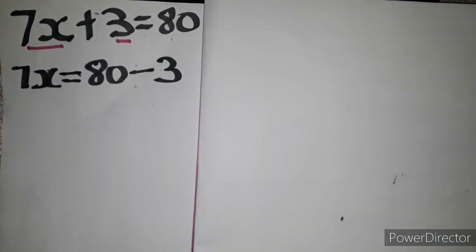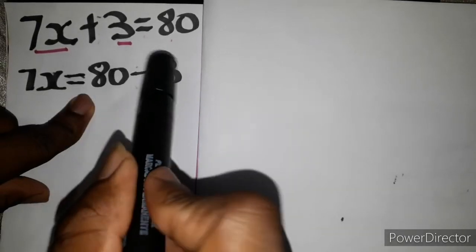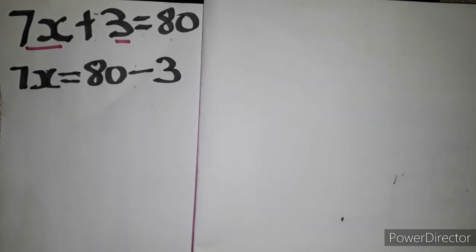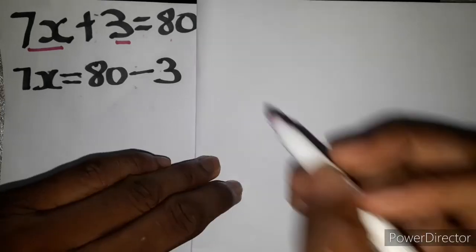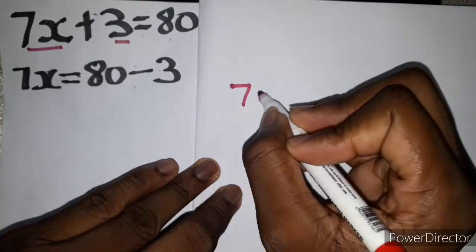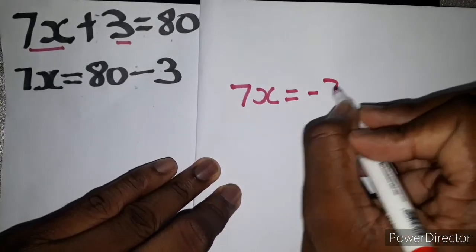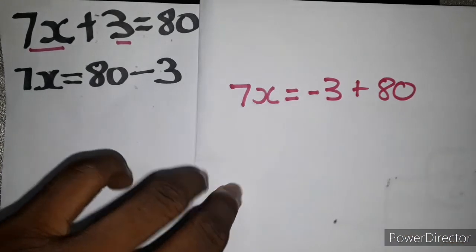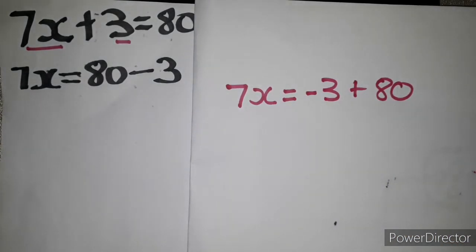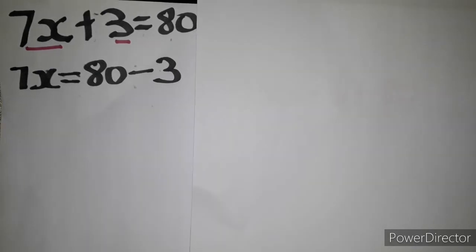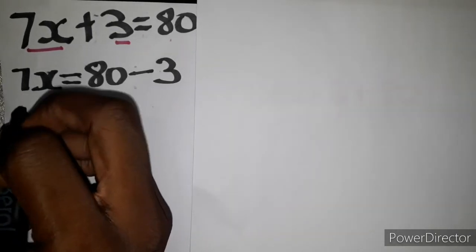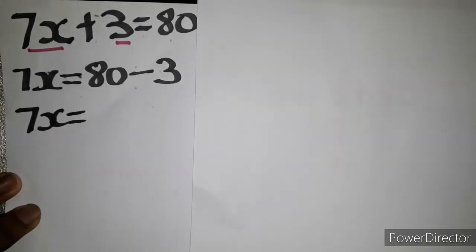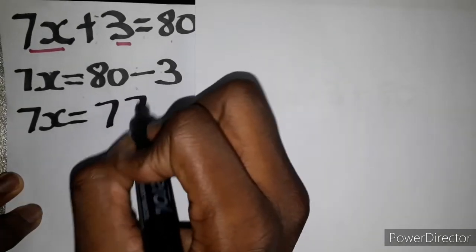Now another thing. It doesn't matter where you put the 3 when you take it over. It doesn't matter if you put it in front or you put it behind. You will get the same answer. Because if you put it in front, you will just get 7x is equal to -3 plus 80, and you will get the same answer. So it doesn't matter. Good. So we have 7x is equal to 80 minus 3, and that will give you 77.